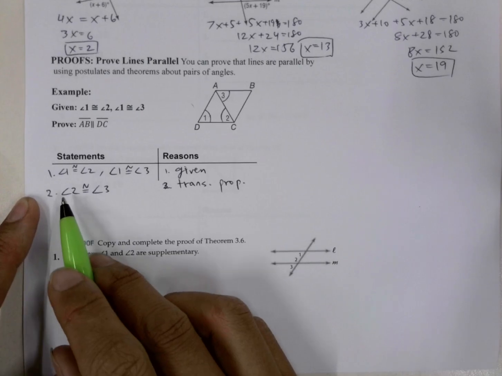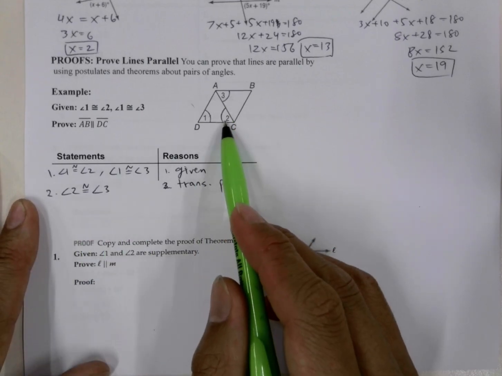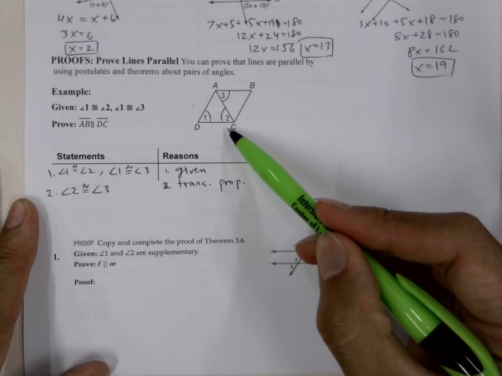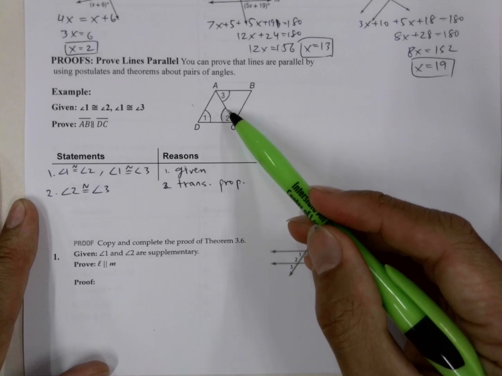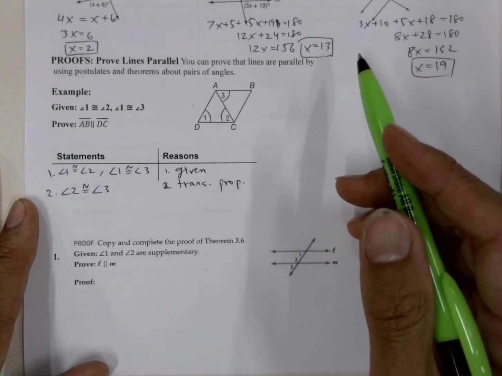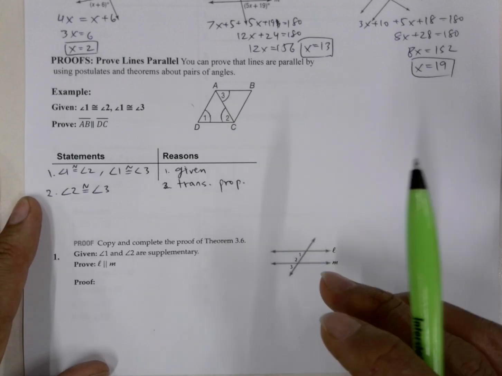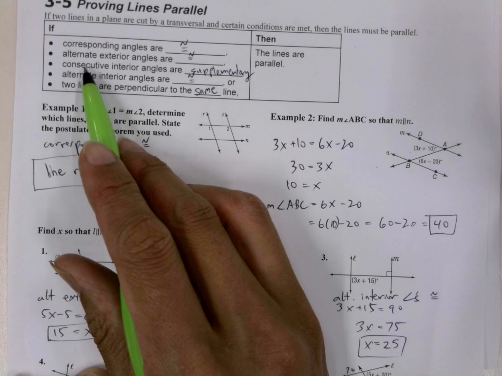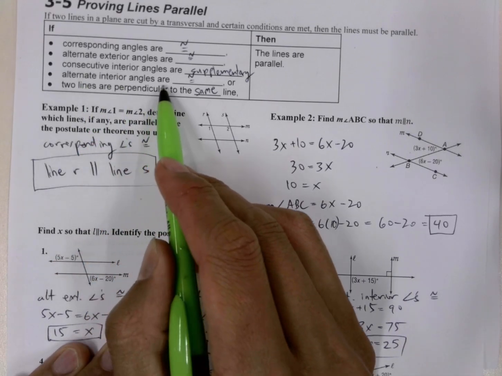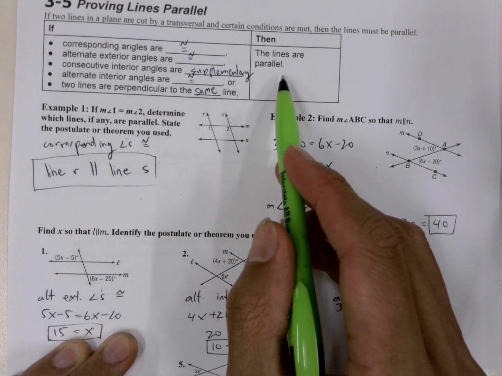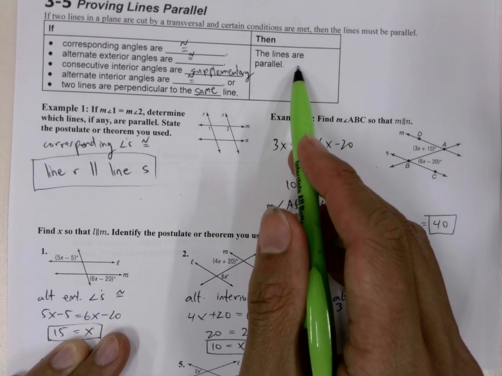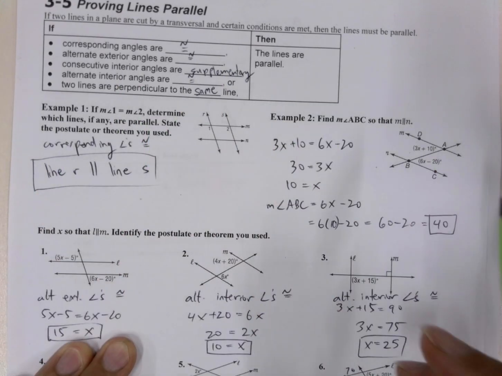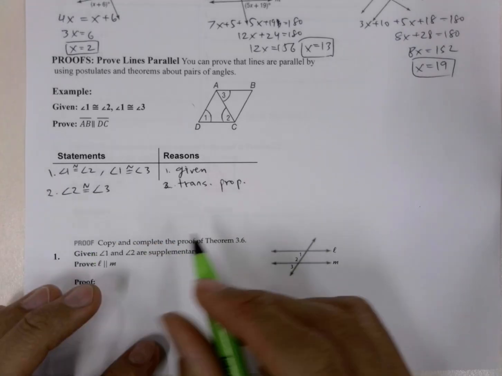Okay, so now that we have angle 2 is congruent to angle 3, notice that angle 2 and angle 3 are alternate interior angles. Right? Alternate interior angles. And what do we know from our chapter? That if we have alternate interior angles congruent, then that means the two lines are parallel. Right? So that's a theorem. And so we can go ahead and use it as a reason in our proof.